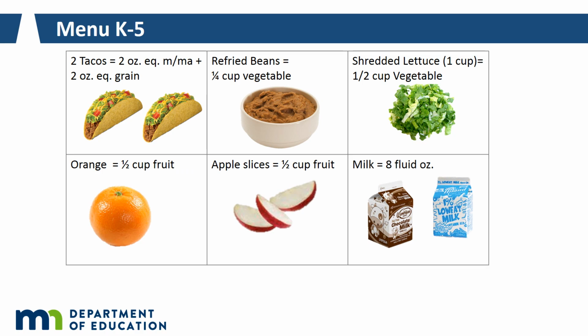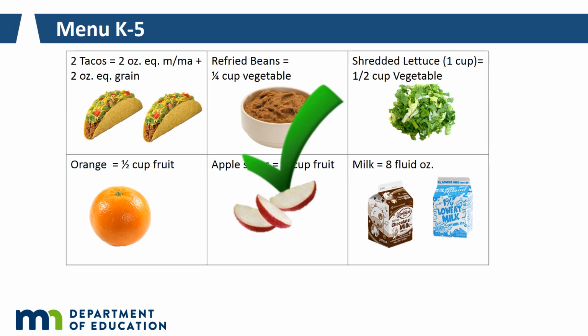This menu offers 2 tacos which provide 2 ounce meat alternate and 2 ounce equivalent of grain, 1/4 of a cup of refried beans, 1 cup of shredded lettuce which credits as a 1/2 cup of vegetable, oranges in a 1/2 cup portion, a 1/2 cup apple slices, and 1 cup of milk. Is this a reimbursable menu?